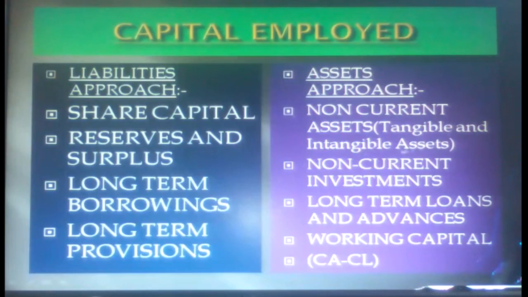Suppose they give you non-current assets like tangible and intangible assets, then non-current investments, long-term loans and advances, and then working capital, which is current assets minus current liabilities. We can calculate based on the assets approach. So it may be either the liabilities approach or the assets approach. For learning purposes, you had better work out both ways. In the main exam, you can do it according to the information given. Practice both approaches, which is very important. That covers the profitability ratios.